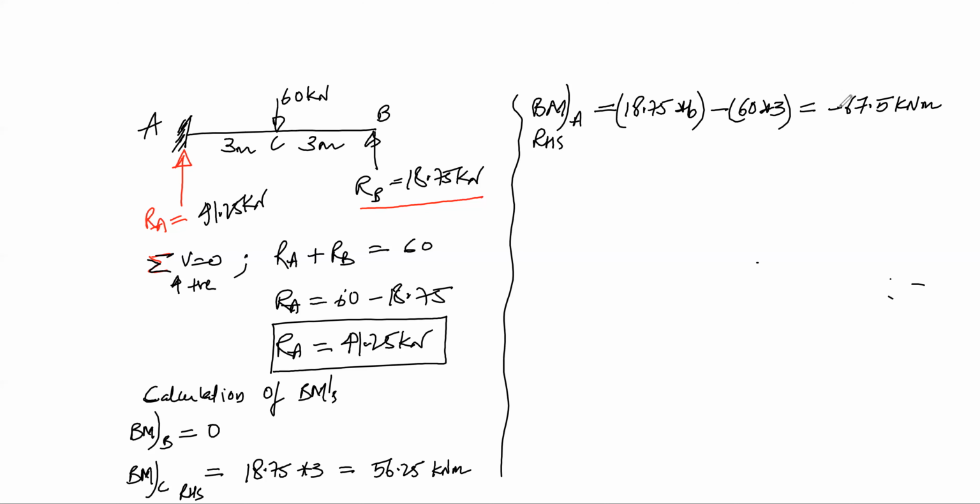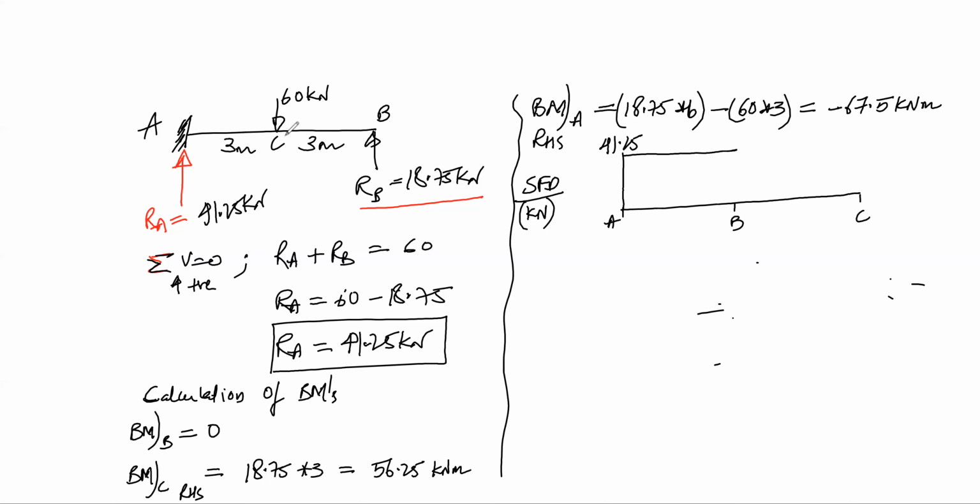So now I can draw my shear force diagram. The units for shear force diagram is kilonewtons. So I have my reference. This is point A, this is point B, this is point C. So at A, I have upward force of 41.25. So I have to represent this by drawing a line upwards, 41.25. And from point A to point C, there is no load. So it is going to be uniform.